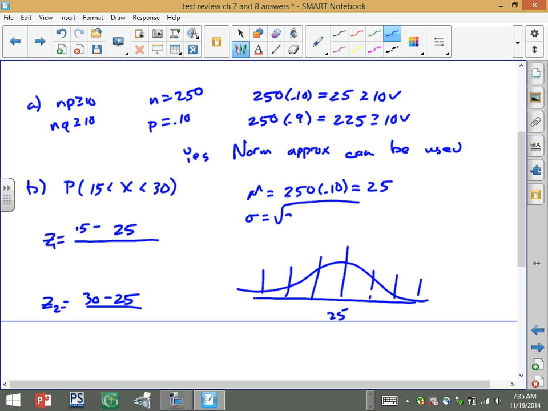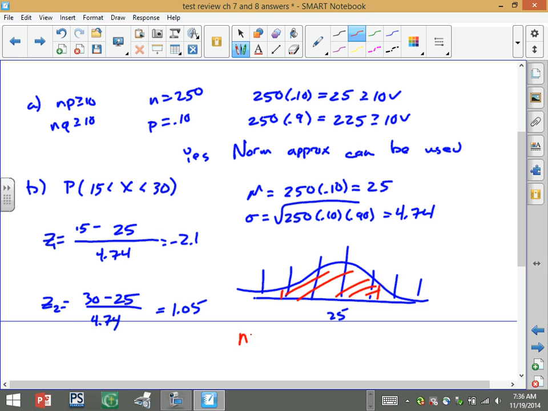And our standard deviation, remember, is the square root of n times p times q, and that's 4.74. So my first z-score is negative 2.1, if I read my calculator correctly, and then my second z-score is 1.05. So negative 2.1 up to just over 1 standard deviation.